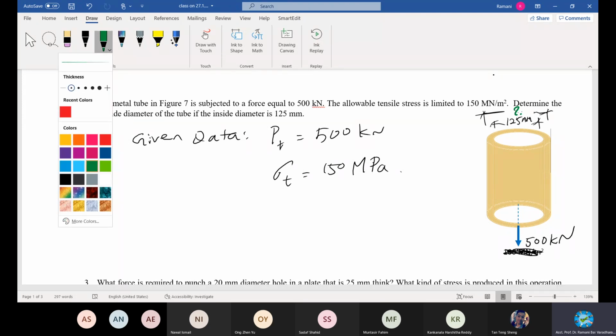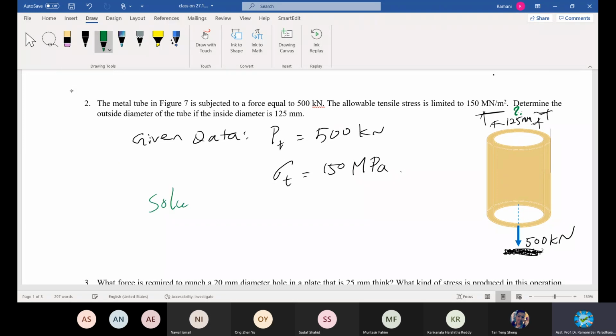Solution will be very simple. Same like the last time, we work back and find out. Stress is given. Go from the known data. You know the stress by formula. It is P_T by A_T, isn't it? The tensile stress, the area on which the tensile stress is acting. Come on, let's substitute one by one.